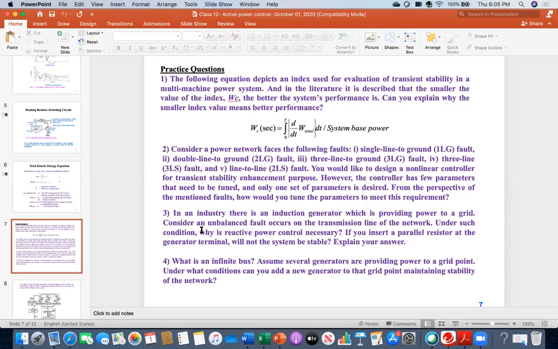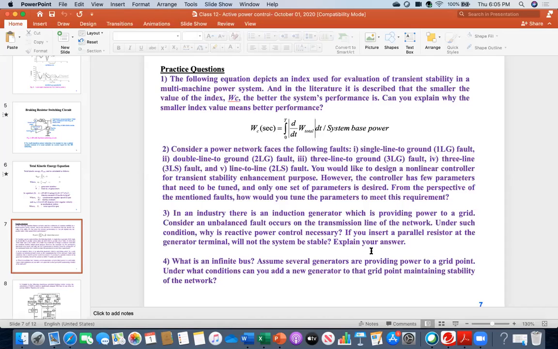Question number 3. In an industry, there is an induction generator providing power to a grid. Consider an unbalanced fault occurs on the transmission line of the network. Unbalanced fault means any of those faults like 1LG, 2LG or 2LS. Under such condition, why is reactive power control necessary? If you insert a parallel resistor at the generator terminal, will not the system be stable?